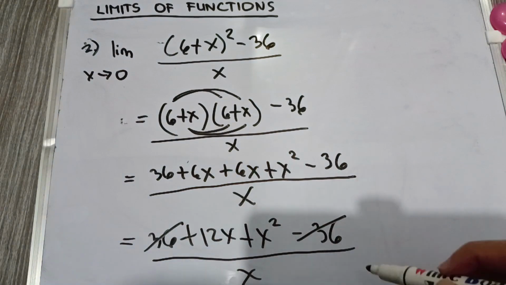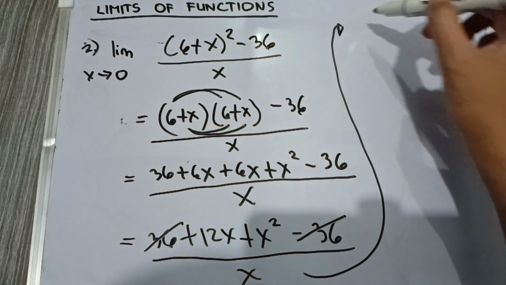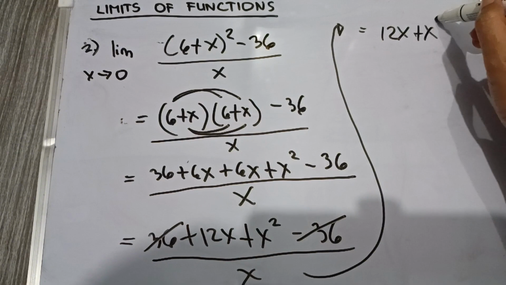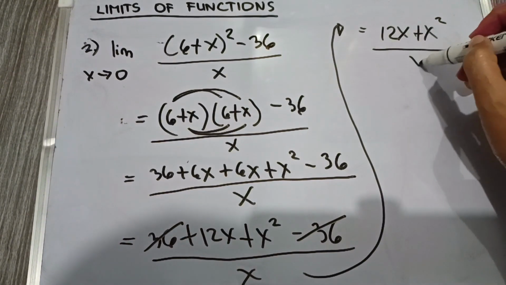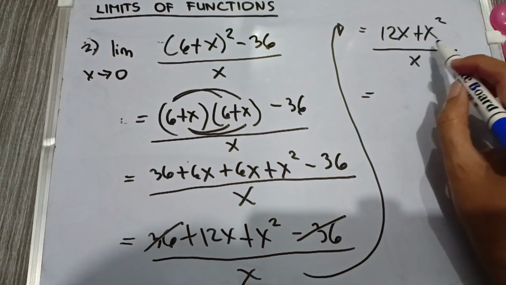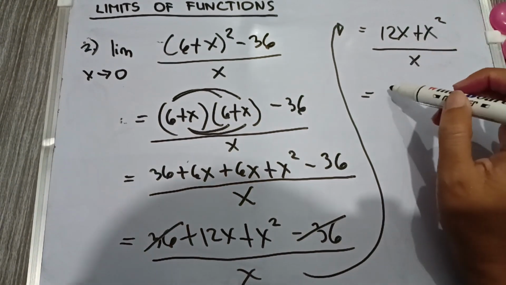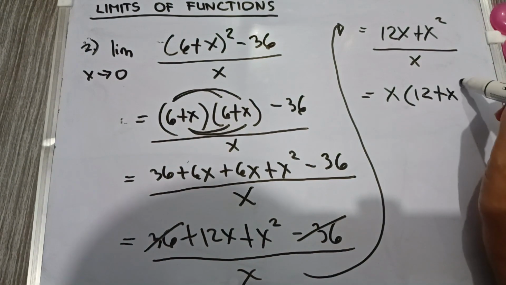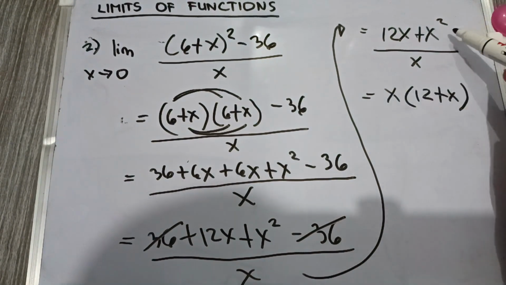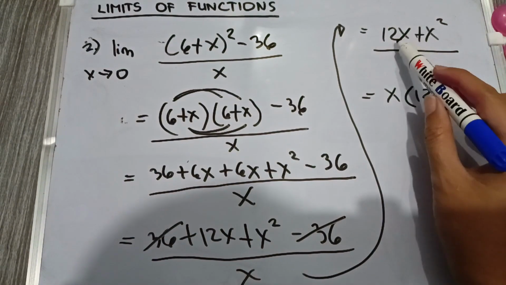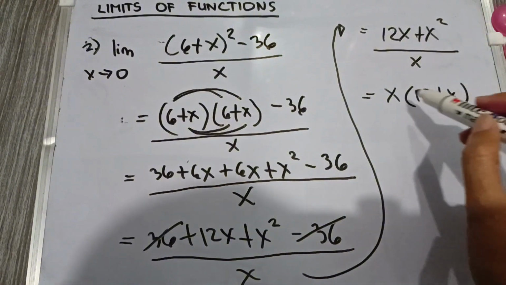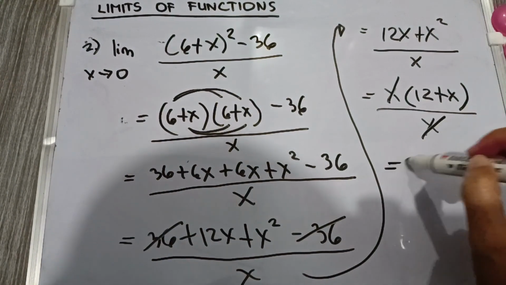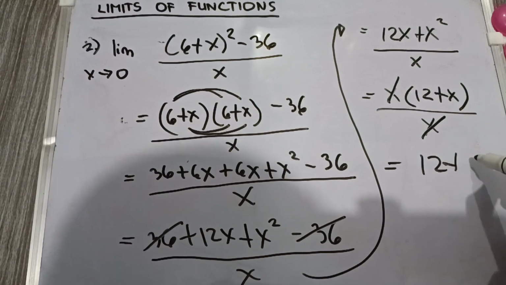Cancel, cancel. So the remaining is 12x plus x squared all over x. We can factor out the common term, the x. So x times 12 plus x. When we multiply this, the result is this one: x times 12 is 12x, x times x is x squared, all over x. We are doing this to cancel the remaining variable. So the remaining is 12 plus x.